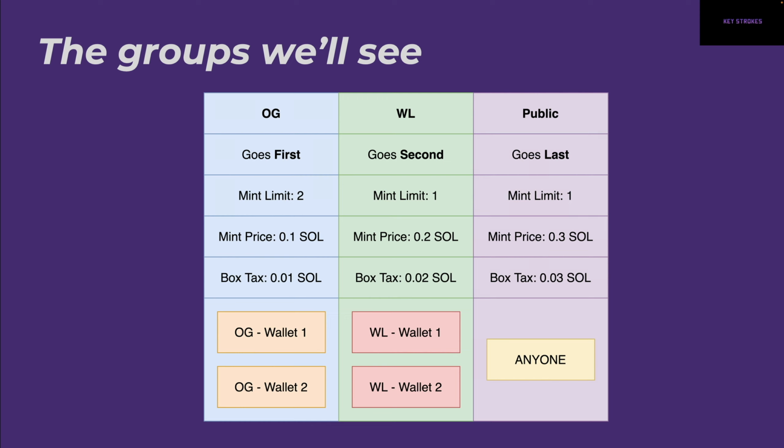And after OGs and whitelist are done, the minting will be open to public, and they will go last. They will be allowed to mint 1 NFT per wallet as well, and their minting price will be 0.3 Sol. You can also take a look at the bot tax, which keeps going up from OG, whitelist to public. For OG and whitelist, we'll have 2 wallets each, and for public, it will be open to anyone to mint.